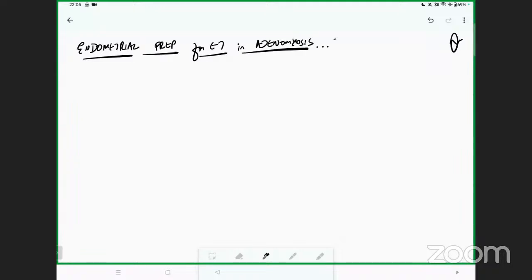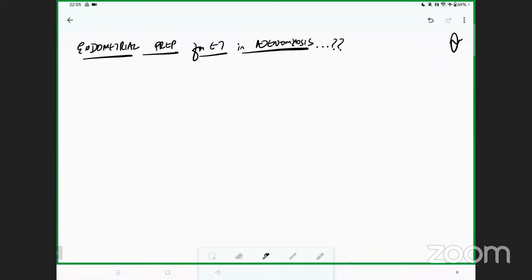This is a very simple flowchart on how to do endometrial prep for embryo transfer. This is specifically for adenomyosis. Just remember the golden rules, which I am going to state.